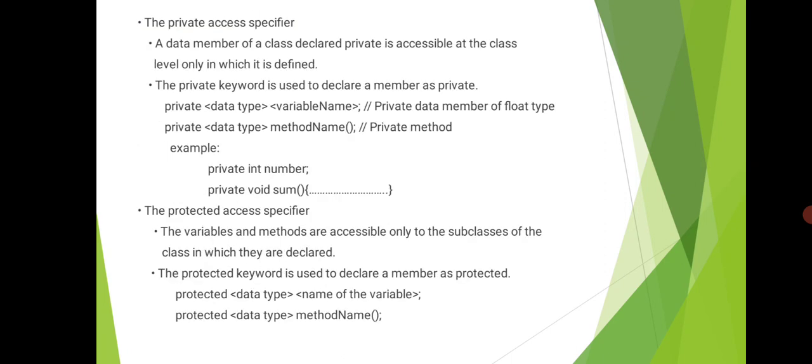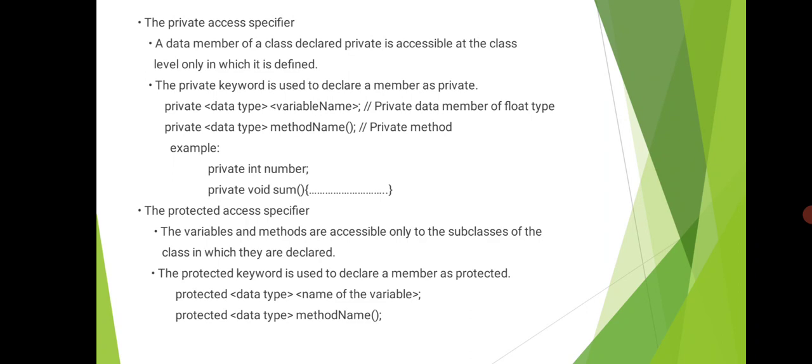Next is the private access specifier. A data member of a class declared private is accessible at the class level only, in which it is defined. So here data members, that is data, that is variables or methods. Okay, both private variables and private methods can be accessible within the same class. Only it is accessible within the same class. Outside the class it cannot be accessible.